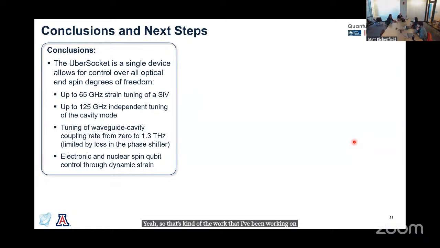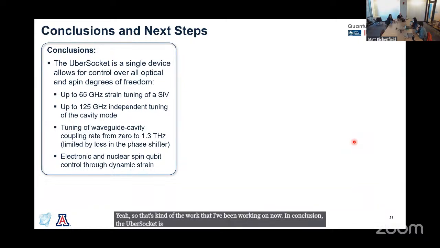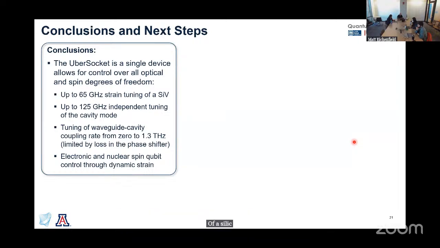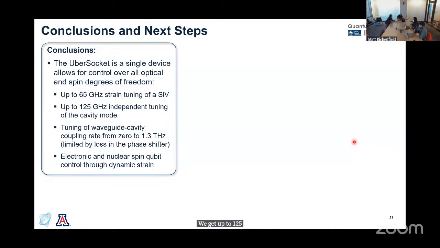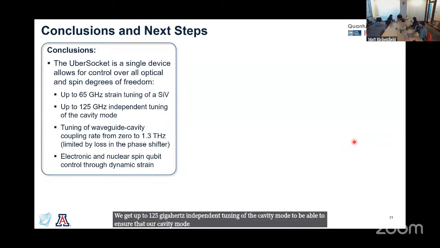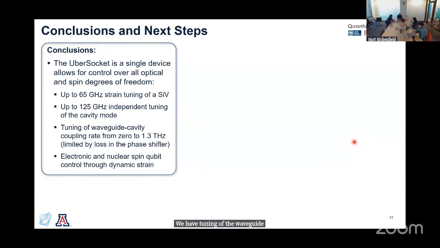In conclusion, the Uber socket is a single device that allows for control over all optical and spin degrees of freedom of a silicon vacancy center in a diamond microdisc. That gives us up to 65 gigahertz of strain tuning of a silicon vacancy center, which should be enough to compensate for the natural heterogeneity of silicon vacancy centers. We get up to 125 gigahertz independent tuning of the cavity mode to be able to ensure that our cavity mode and our emitter frequency can be simultaneously resonant. We have tuning of the waveguide cavity coupling rate from 0 to 1.3 terahertz, and also electronic and nuclear spin qubit control through dynamic states.